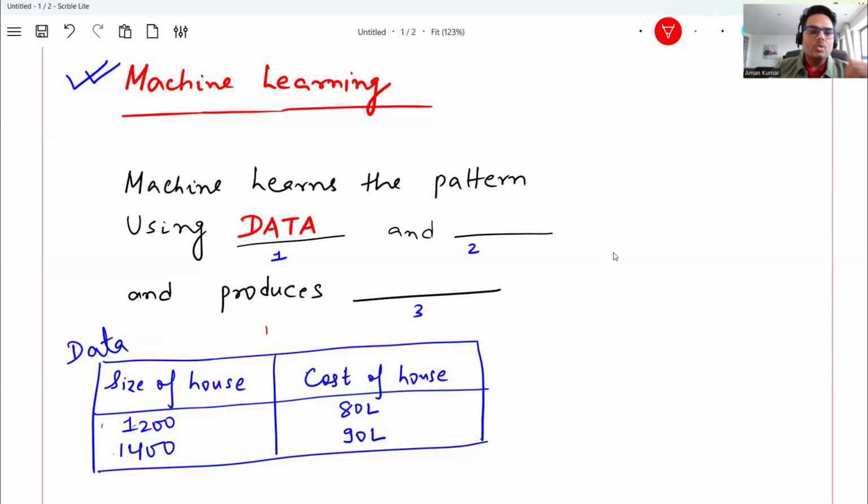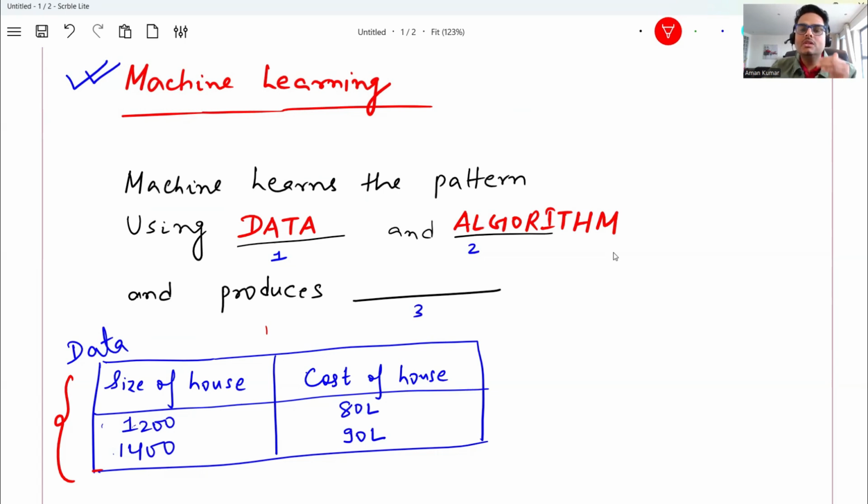Part 2 is once you have given this data to the machine, then you also have to tell to machine what should be the approach of learning the pattern. So there could be n number of approaches to learn the pattern. Out of those n number of approaches, whatever approach you use, that is called algorithm for that particular learning. Okay. So that becomes your second block here, or second empty space here. Okay. So machine is learning the pattern using data and algorithm.